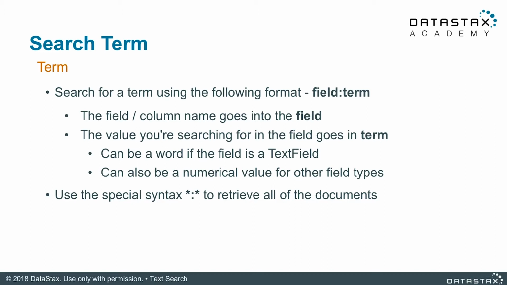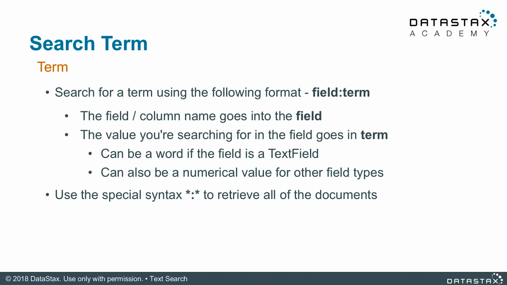In search, there are terms and phrases where search queries can operate on either a phrase or a term. Searching for a term uses the following format: field, term, where the field is the column you're searching in, and the value or the term is what you're looking for. This could be a text or it could be a number, and is driven by the type of field you designate.